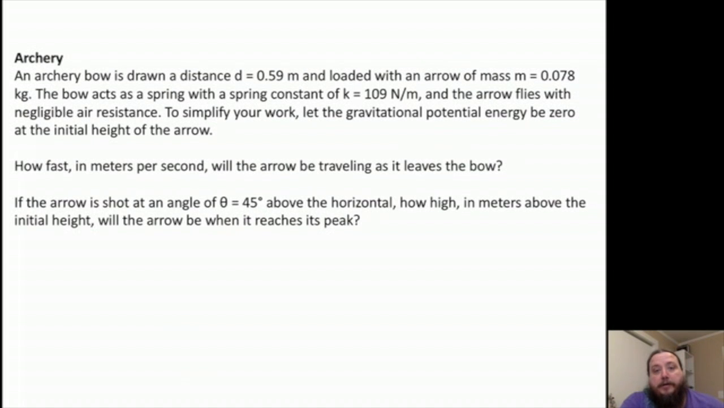To simplify our work, let the gravitational potential energy be 0 at the initial height of the arrow. How fast in meters per second will the arrow be traveling as it leaves the bow? And if the arrow is shot at an angle of 45 degrees above the horizontal, how high in meters above the initial height will the arrow be when it reaches its peak?